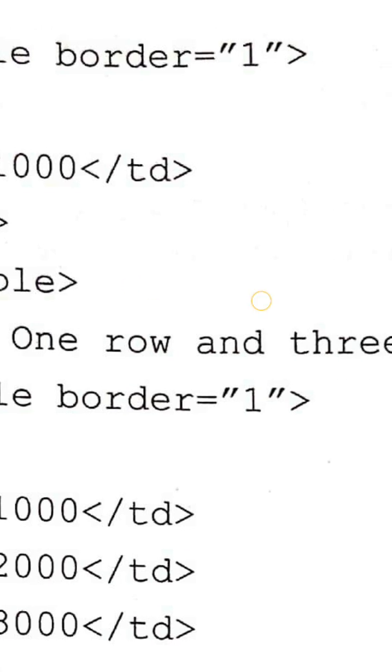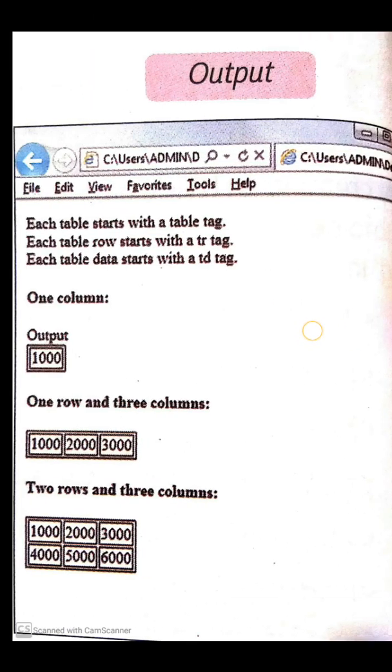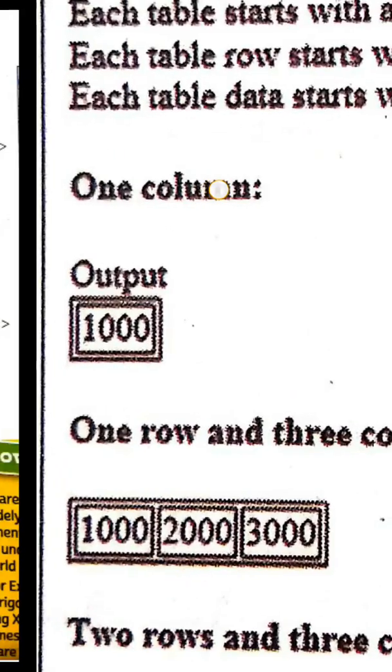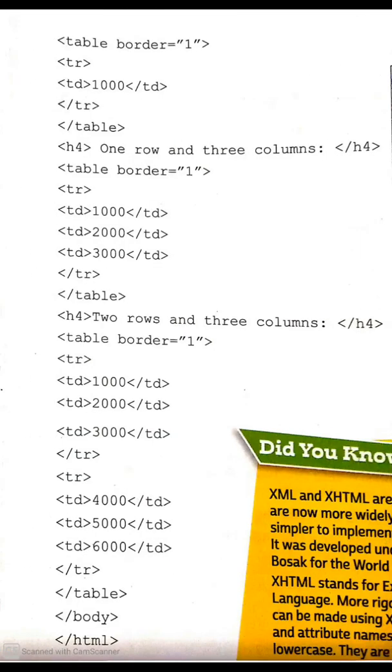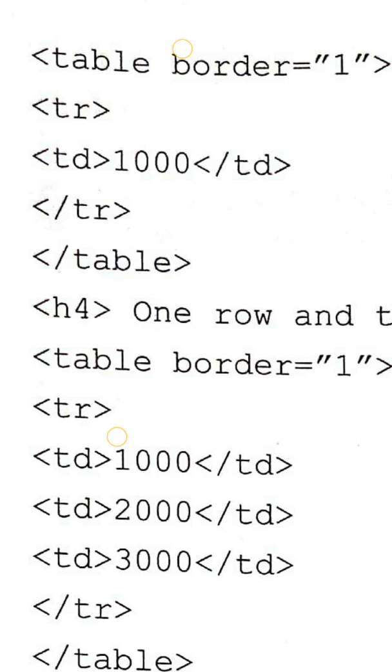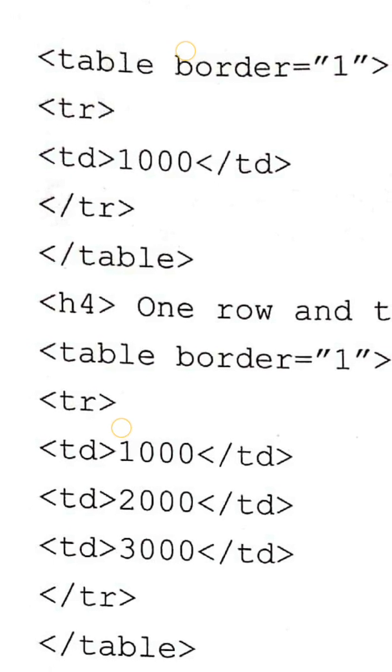See, I am showing you how the output will show. Inside the column, there is one row, and inside it 1000 is written. To display 1000, what have you written? TD. And to make the row, what do you have to write? TR.